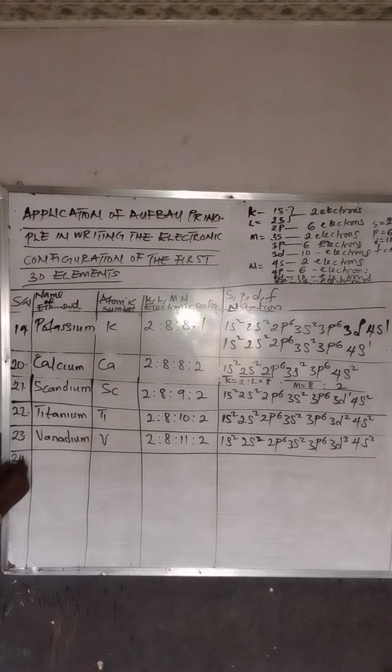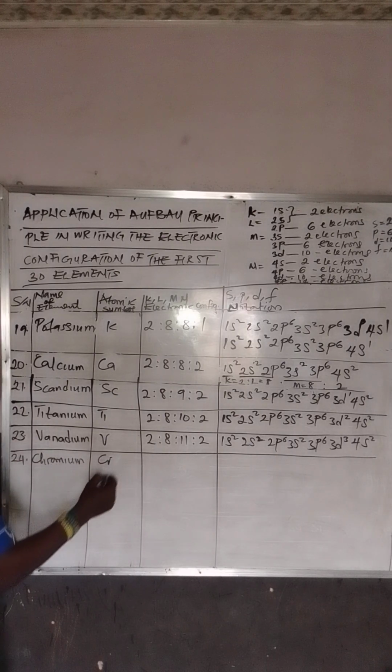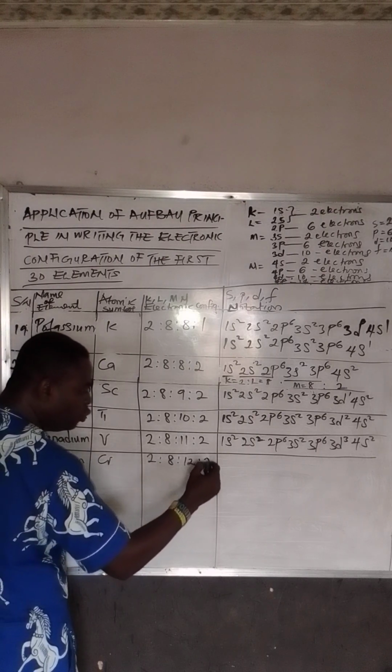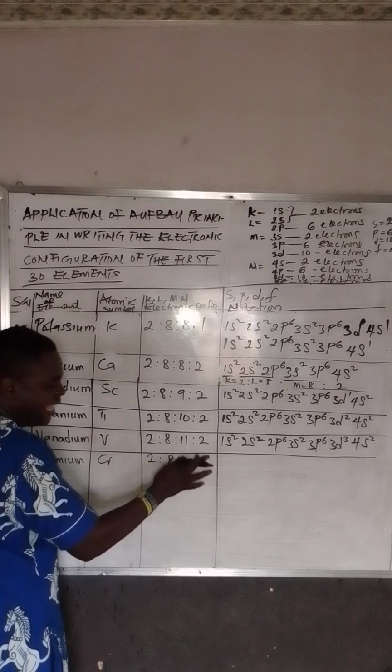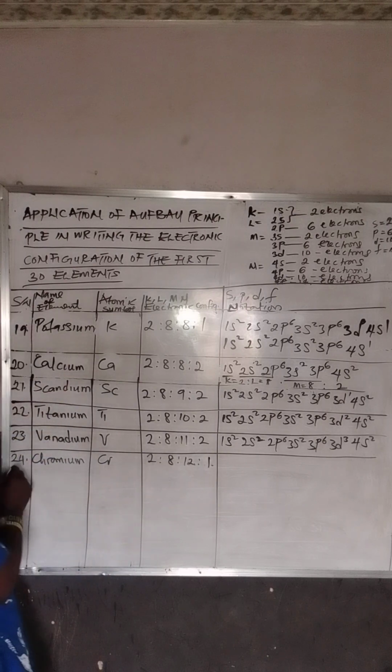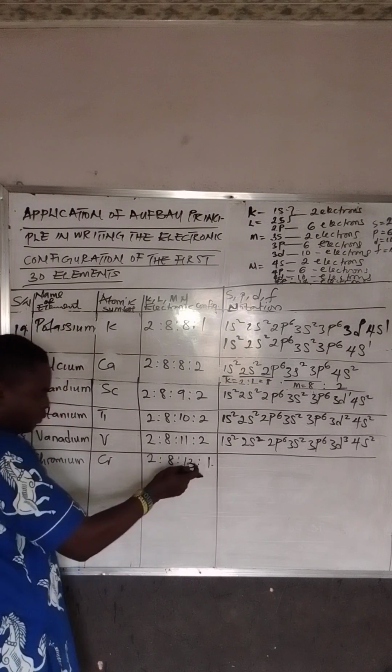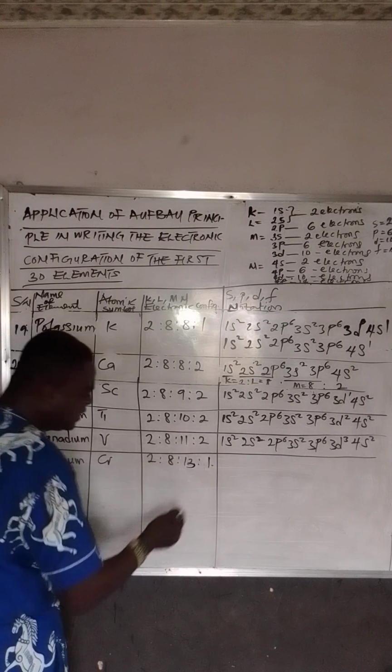Now, number 24, chromium, Cr. That is 2, 8. It's supposed to be 12, 2, but no. It ends in 1, except for chromium and copper. So it ends in 1 and double fills this one. The remaining one, they put it here. Instead of it being 12, it's now 13.